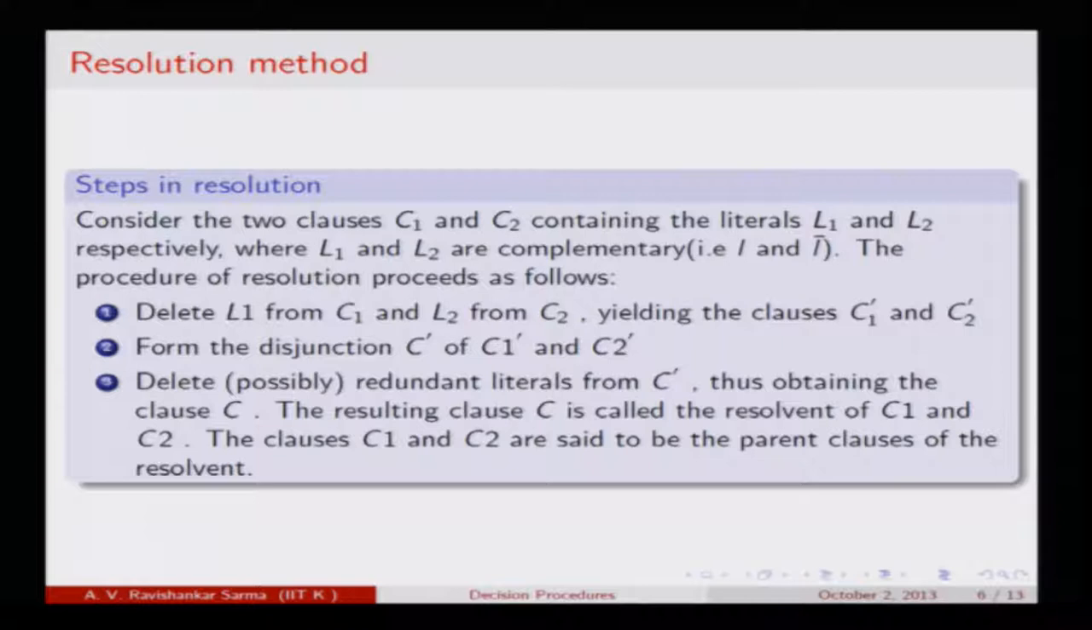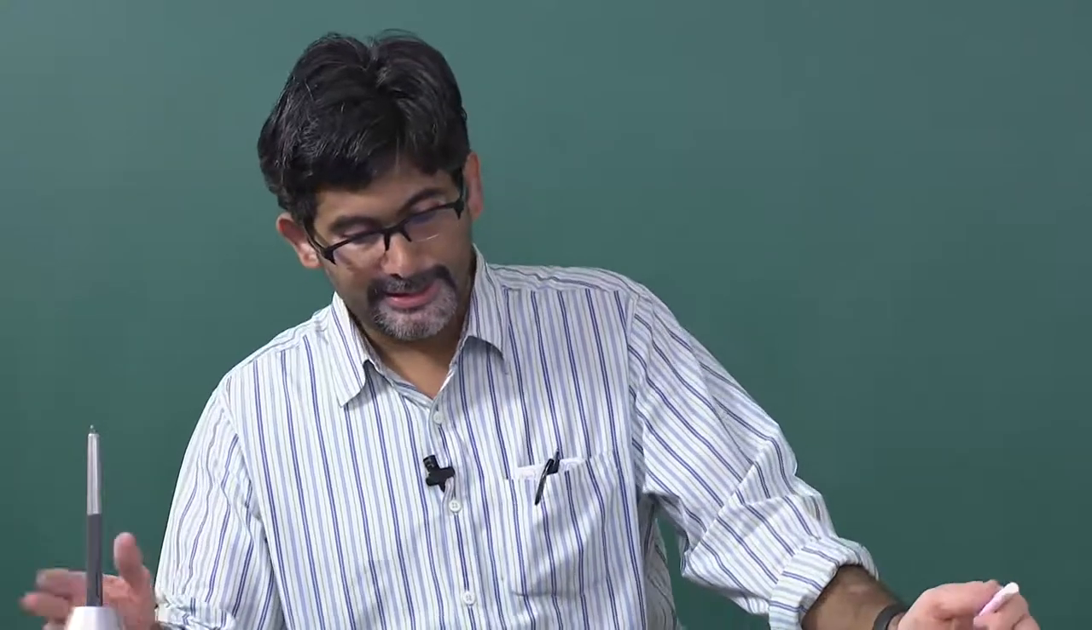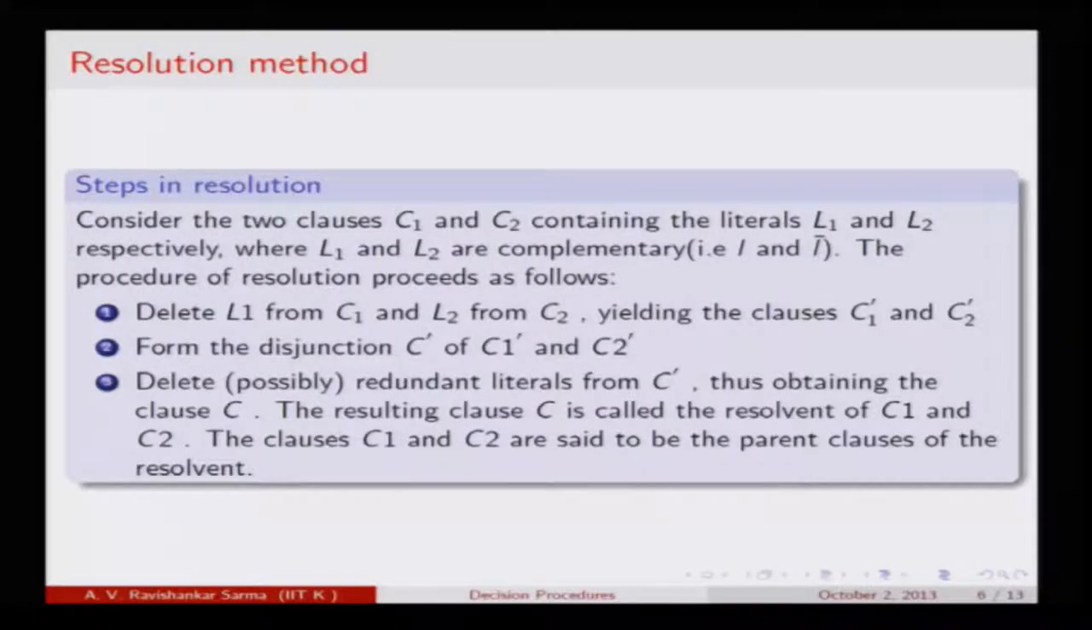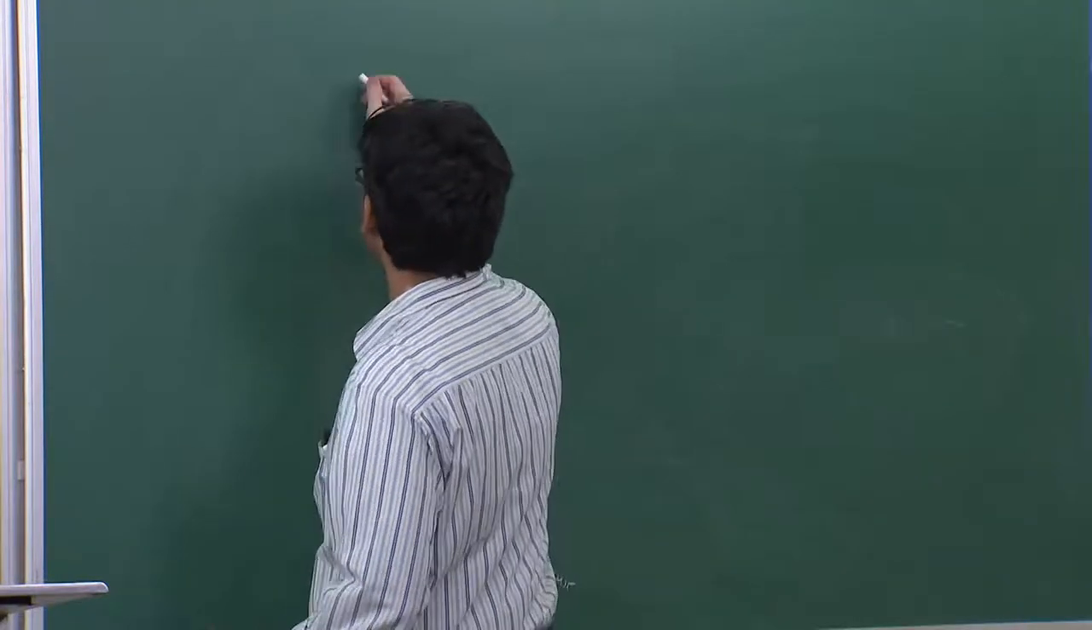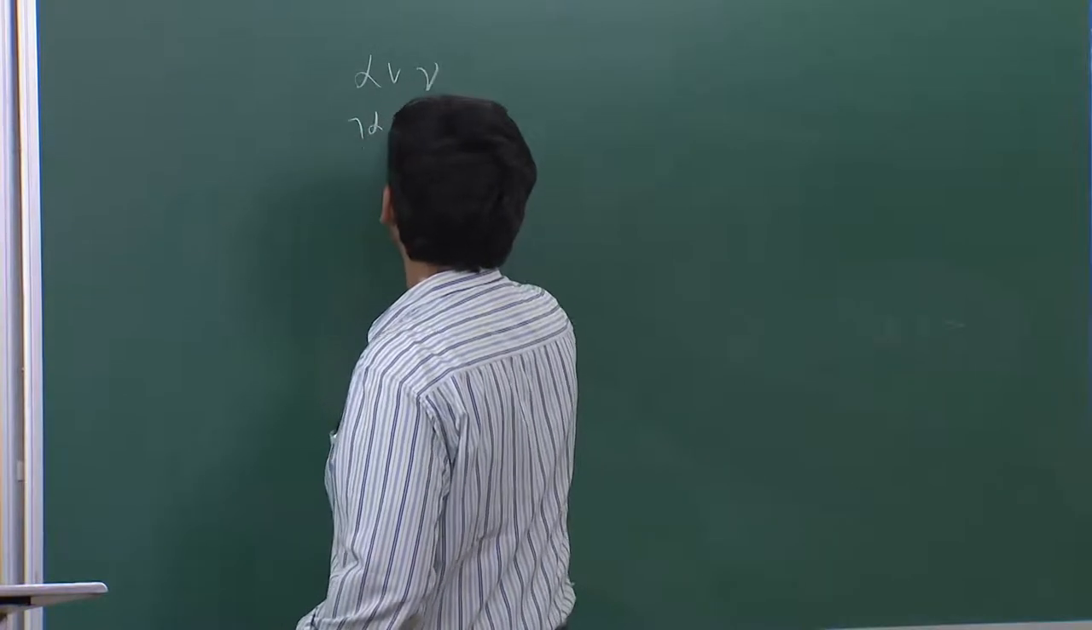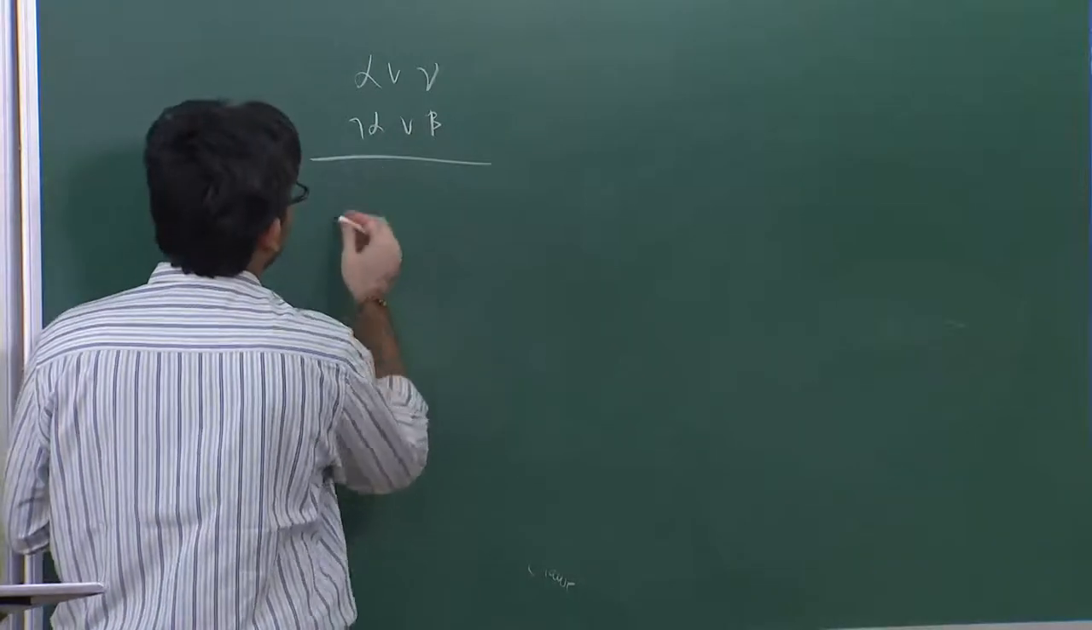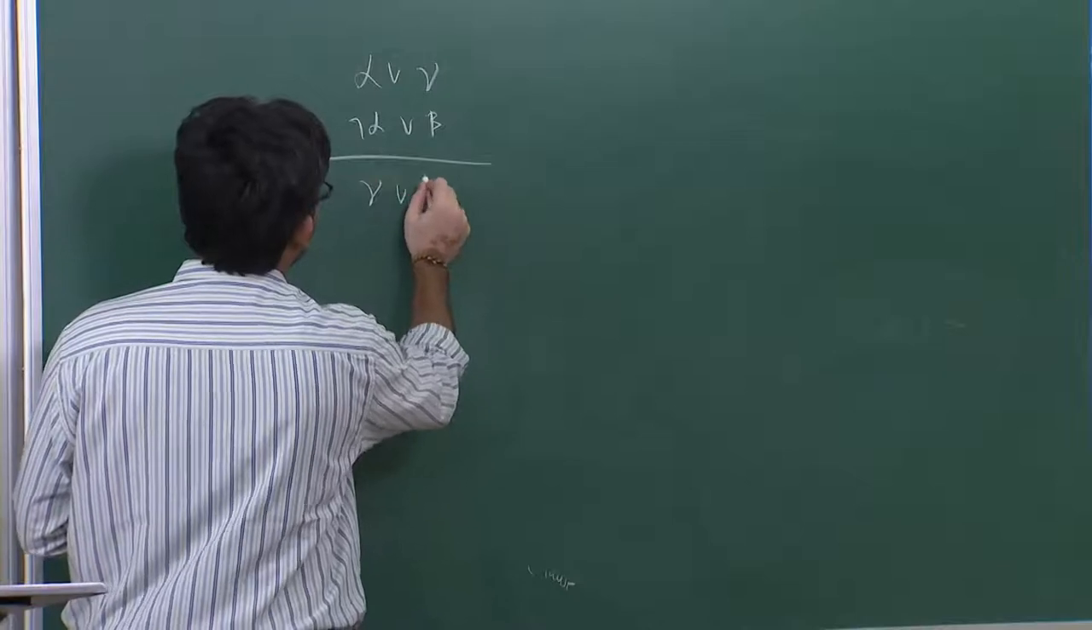Now form the disjunction of C1 prime and C2 prime. Then delete any redundant literals like P or P, which reduces to only P, thus obtaining a final clause C. The resulting clause C is called the resolvent of C1 and C2. The clauses C1 and C2 are said to be the parent clauses of the resolvent. Let us consider some examples so that you will understand this method in a better way. The idea here is that it is based on the cut rule: alpha or gamma, not alpha or beta, and then you get gamma or beta.